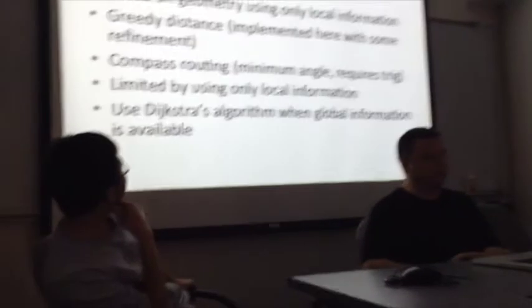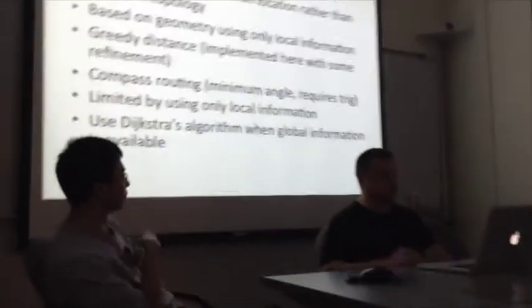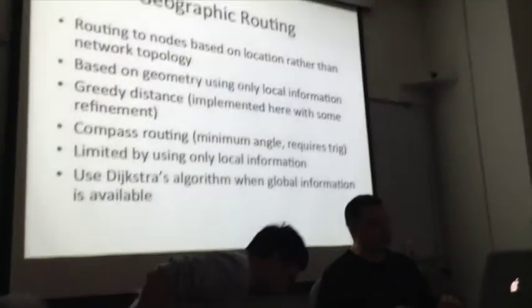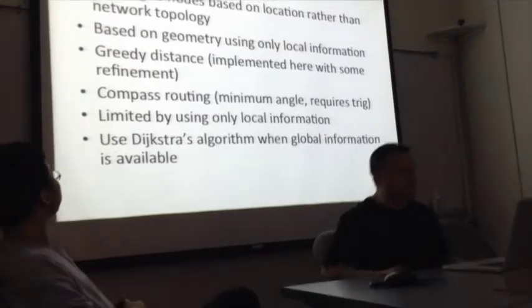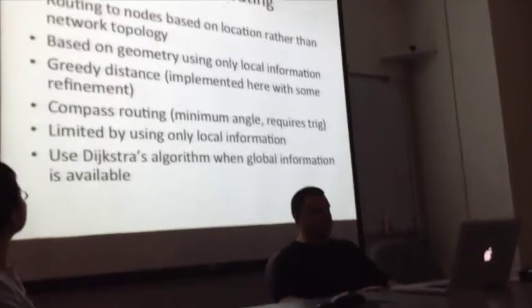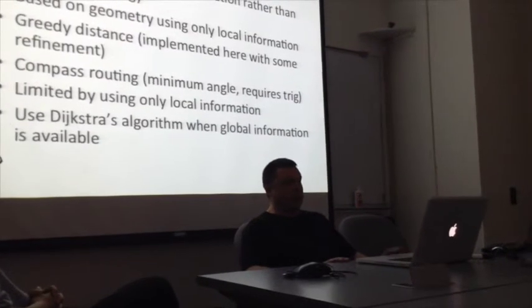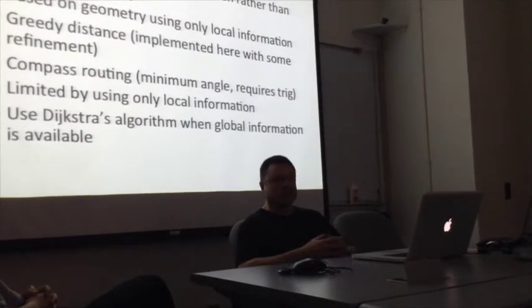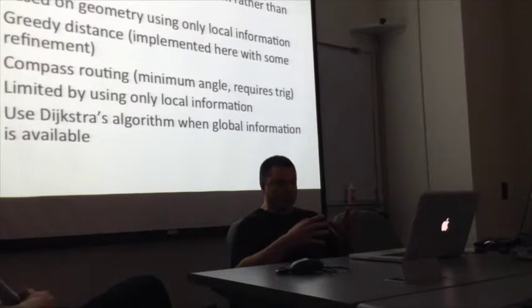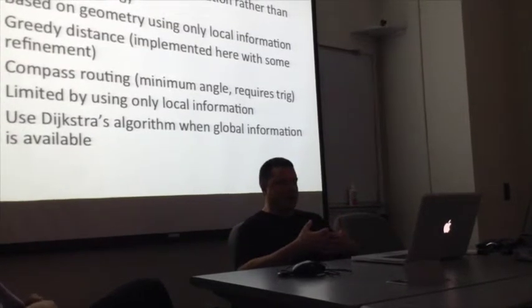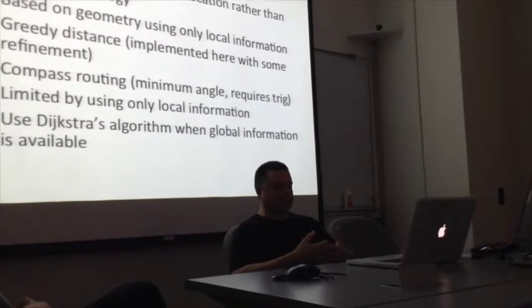So geographic routing is using location rather than network topology for packets to find their way through the network. It's based on geometry, and it's only using local information. So there's no node that has a global view of the entire network.